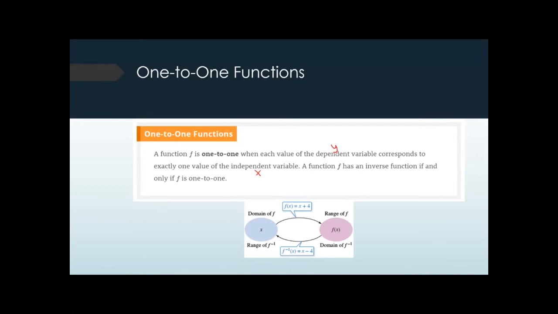So basically, if each x goes to one y and each y goes to one x, then it's considered one-to-one because it's a function in both directions. That's the key. It's a function in both directions. In my video on functions, I had an example about grades in the class, like your numerical score and your letter grade, and that is not one-to-one because it's not a function in both directions.